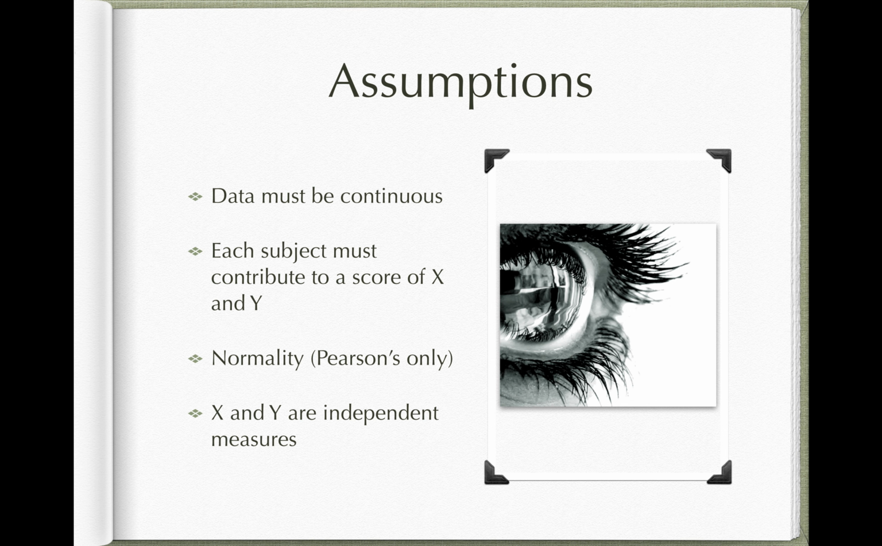And it's important that X and Y are independent measures, so that one score is not a component of the other. For example, if one variable is velocity and the other variable we're trying to correlate is distance, it makes no sense because distance is a component of velocity, because velocity is described as distance over time.